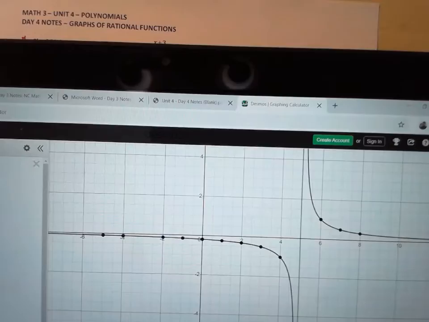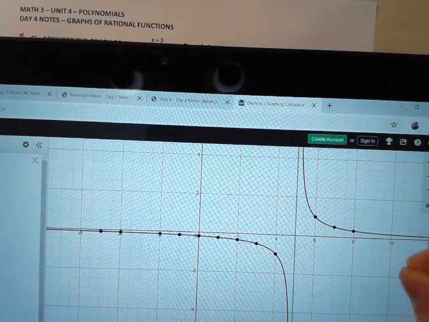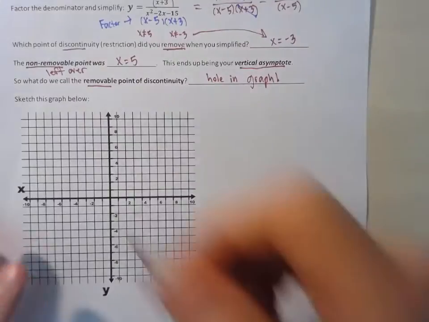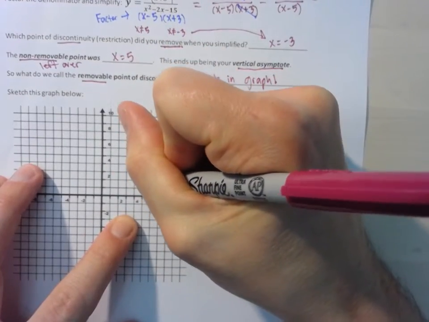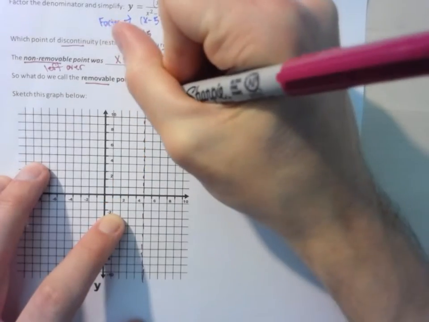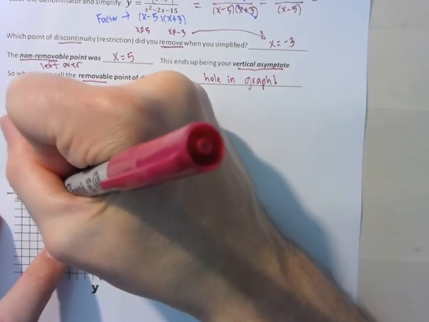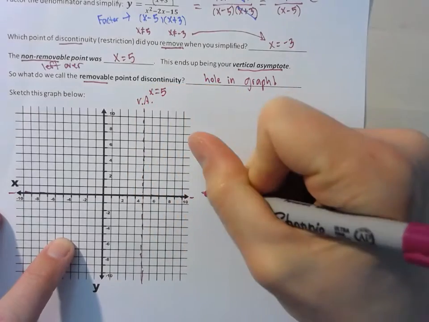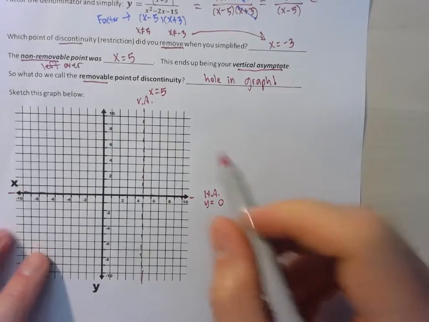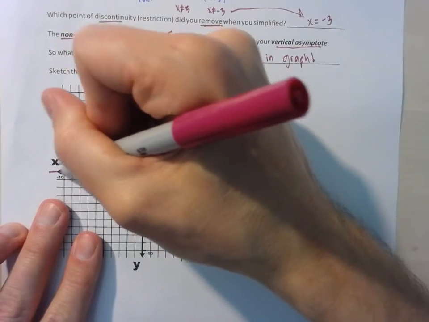So what we'll do first is our horizontal asymptote didn't change. It's y equals 0. Most of the time, it's going to be y equals 0. Our vertical is x equals 5. We're going to plot those first. Again, HA stands for horizontal asymptote and VA stands for vertical asymptote. X equals 5 is the vertical, y equals 0 is the horizontal.